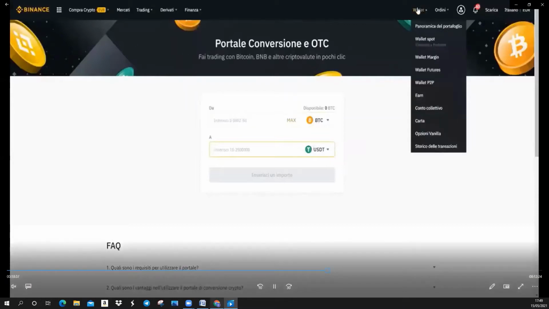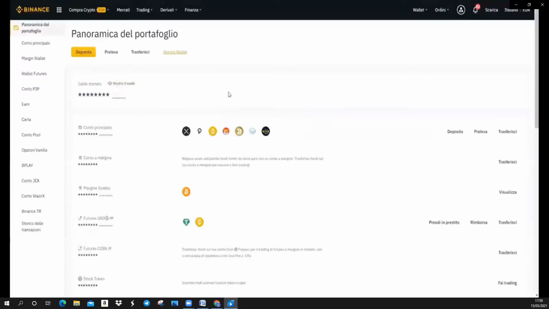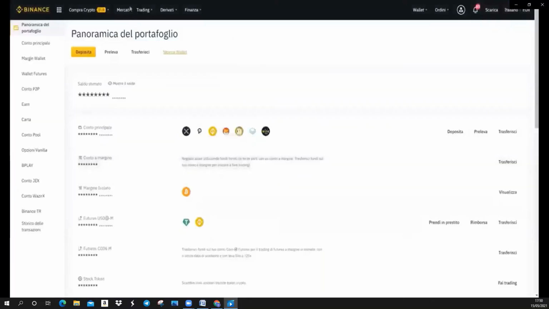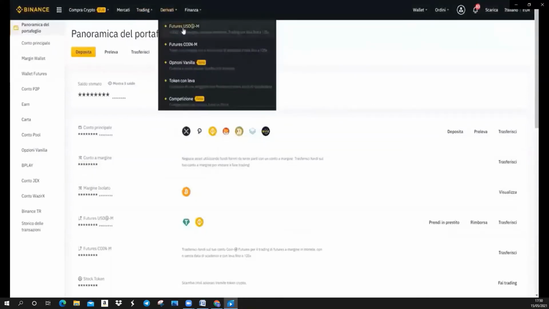Now, after doing that, we will find our USDT in the wallet spot. We need to go on transfer in order to transfer our USDT from the fiat and spot wallet to the futures wallet in order to actually trade. So this is why I'm doing this tutorial, because if you want to trade with us, you need to do these steps. You select the amount of USDT you want to transfer from the spot wallet to the futures wallet.